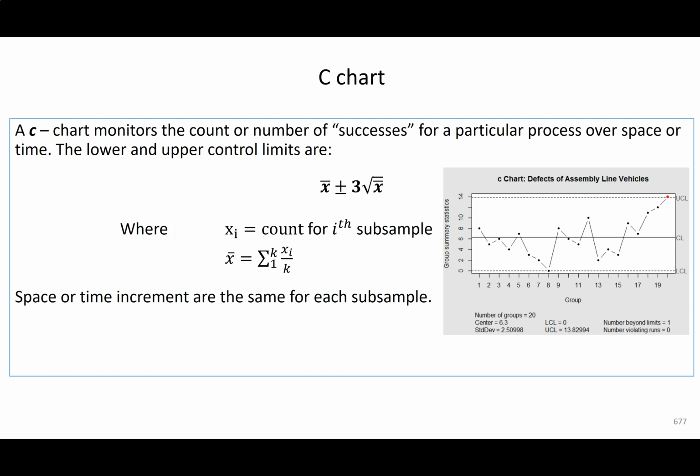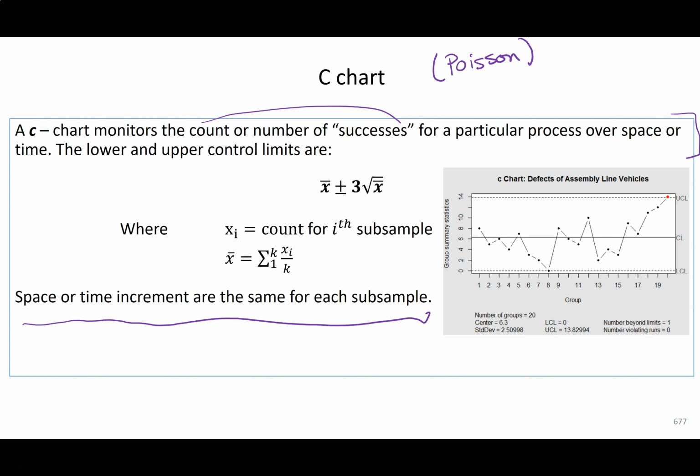So before, the P chart should be like a throwback to the binomial. The C chart looks at the count or number of successes for a particular process over space or time. Specifically, the space or time increment is the same for each subsample. This should make us think of the Poisson distribution. So our lower and upper control limits, remember Poisson, are x bar plus or minus 3 times the square root of x bar, because the variance of Poisson was x bar.